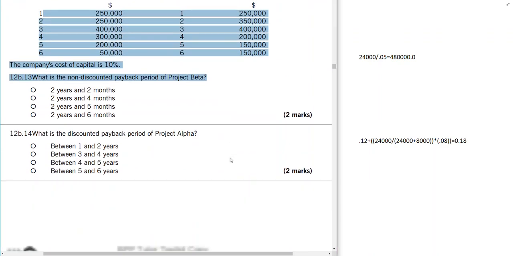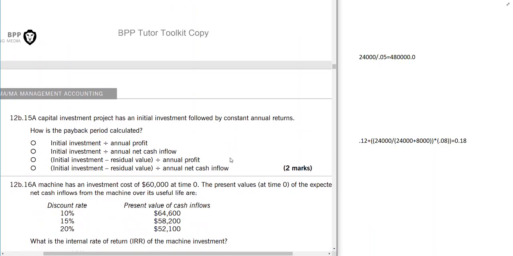I already did these questions in Excel, so we'll leave this. How is the payback period calculated? A capital investment project has an initial investment followed by constant annual returns. When we have a project which has the same cash flow every year and we are calculating the simple payback period, not the discounted payback period, we take the initial investment divided by annual cash flows. Initial investment divided by annual profit, not annual profit. We take annual cash flows.